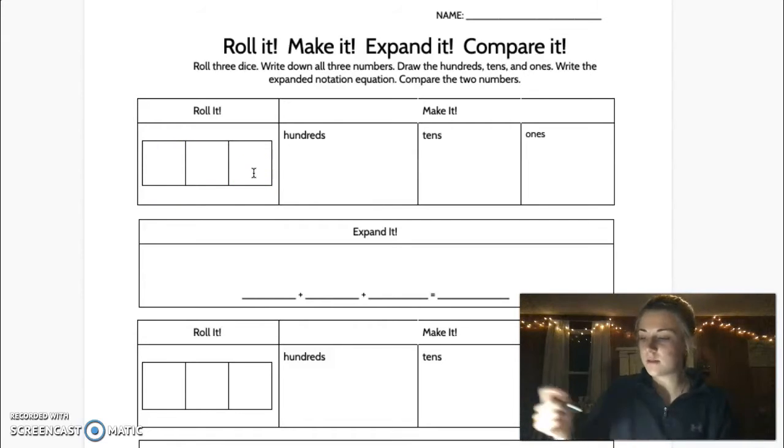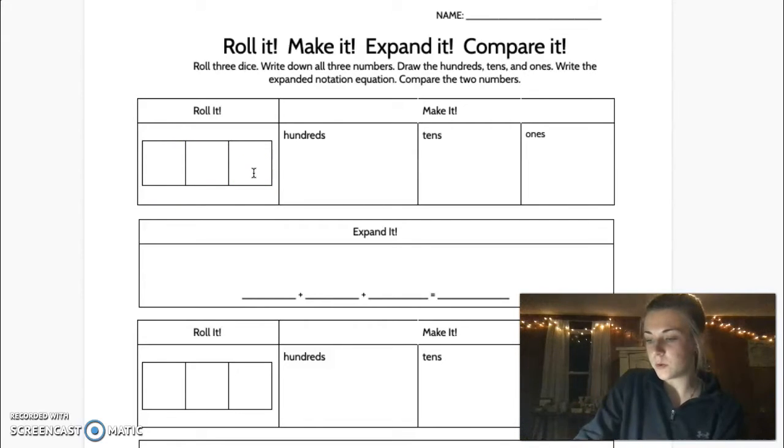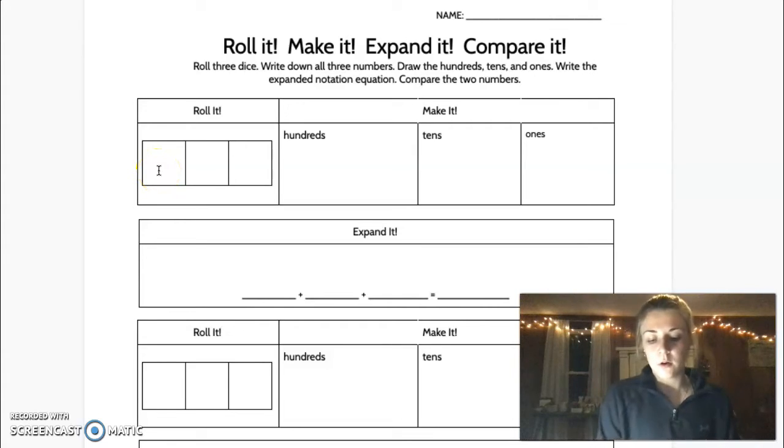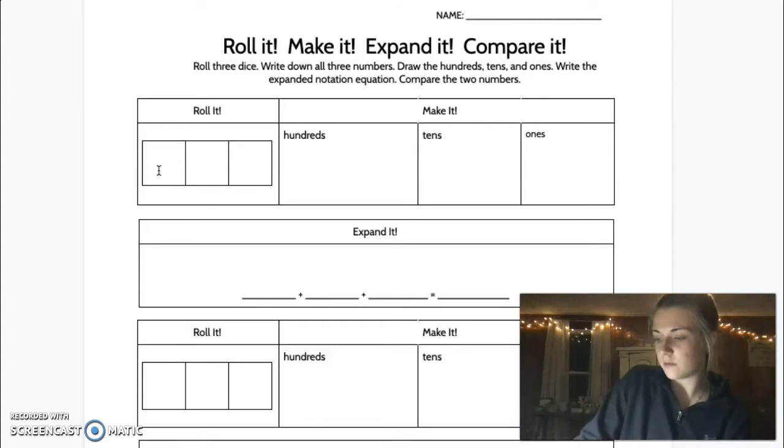So I roll it once, and I got a 2. So I will fill out this 100 spot with the number 2. Just like I had before, and I'll roll it again. I got a 5. So the 5 will go in the 10 spot. And then one more time, I got another 5. So a 5 will go in the 1 spot then.